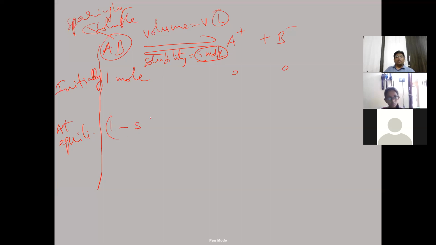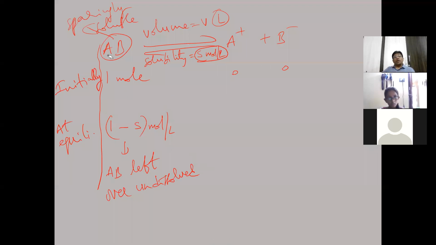So how many moles per liter are left over here? AB left over at equilibrium is what? 1 minus S moles per liter. 1 minus S moles per liter of AB is left over, undissociated, otherwise undissolved. Left over, undissolved. Is that clear?